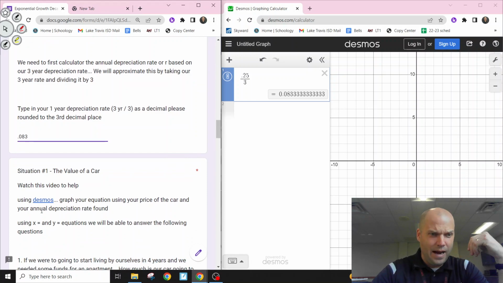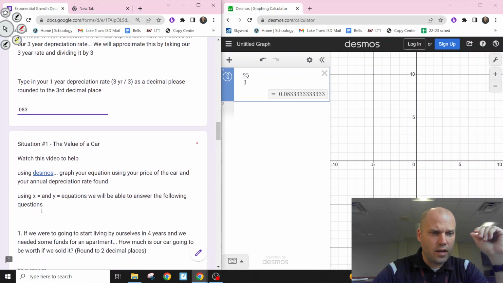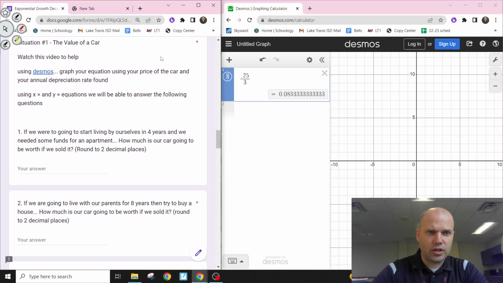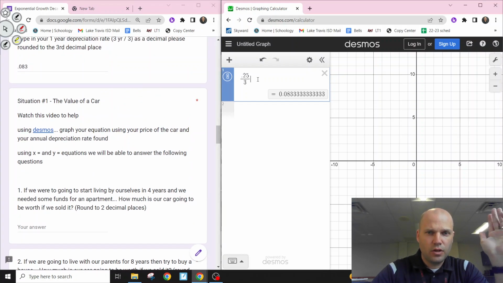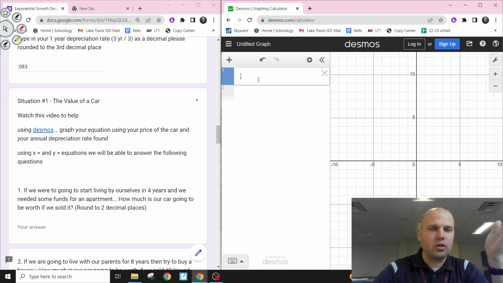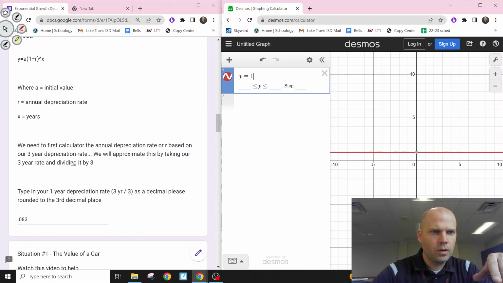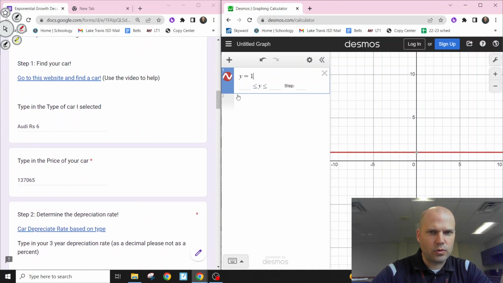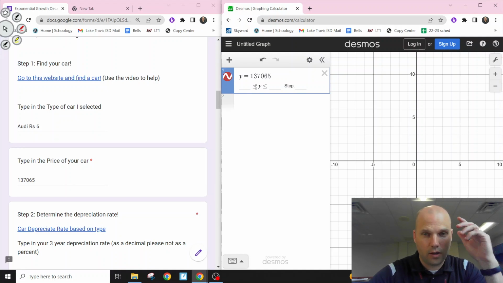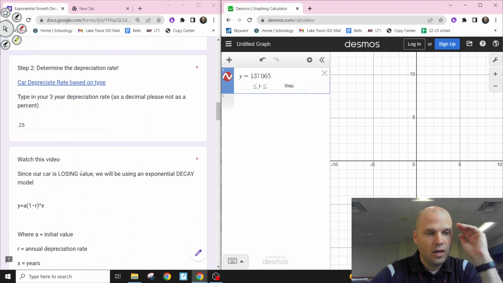Now we are going to use Desmos and graph our situation. This is where it's up to you a little bit. Y equals your initial value, whatever it is. I'll use my example: my car's price was $137,060. That's a lot of money for a car. I would never pay that much for a car.